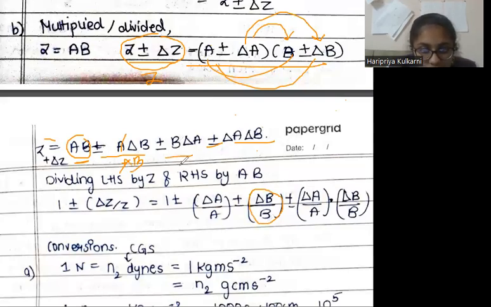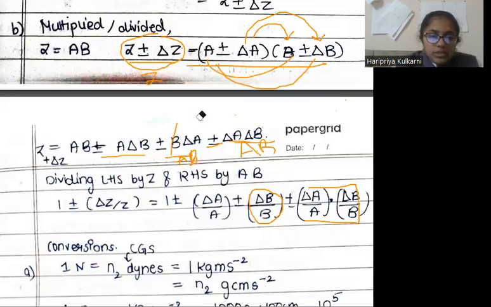Again here I am dividing by AB. B cancels, delta A by A plus or minus delta A by A. Again here I am dividing by AB. So I am getting it like this, that is delta A by A into delta B by B. So this is what we get when we multiply or divide errors.